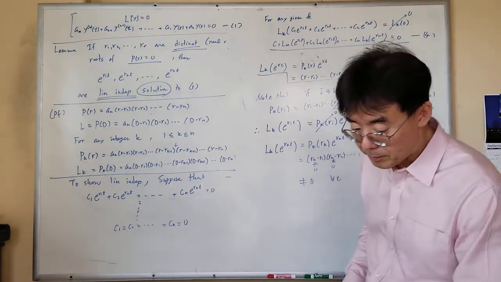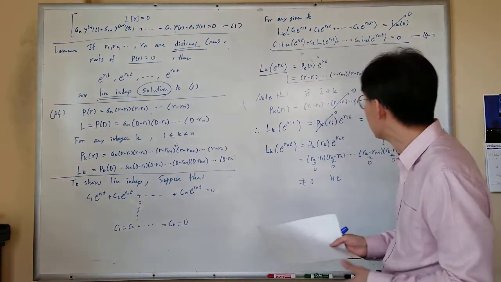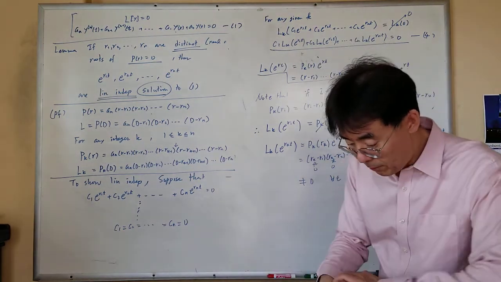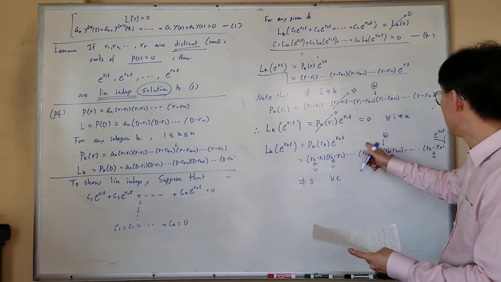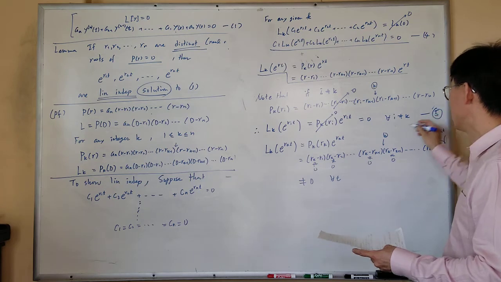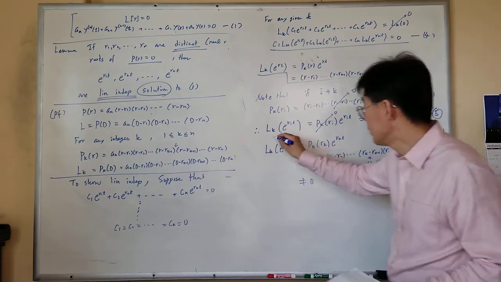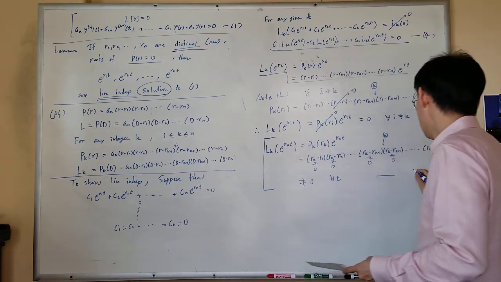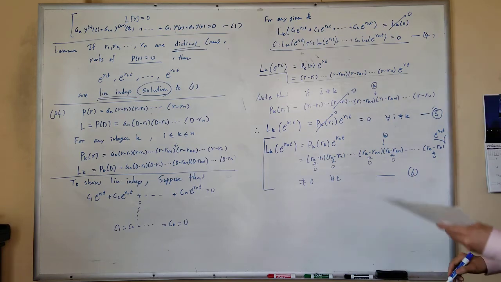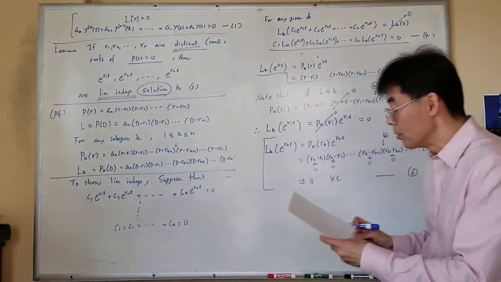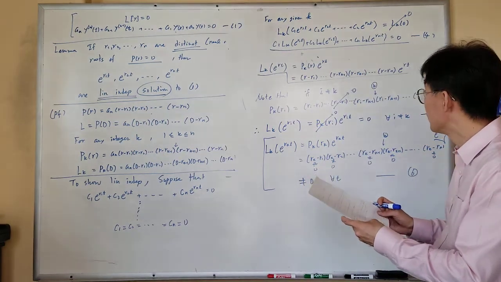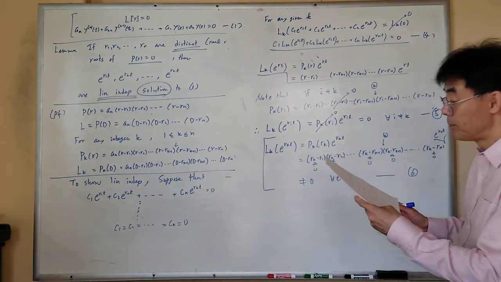Okay? 4. And what is 5? So this is 5. And this result is 6. Alright? Then now we can conclude. Alright? So what do you get?